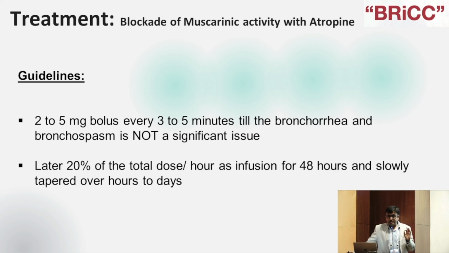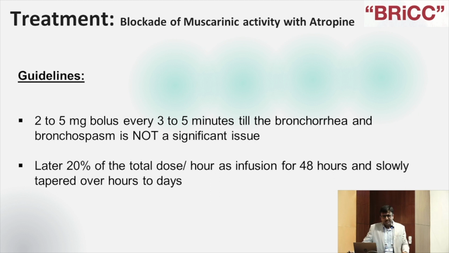The WHO recommends you give a bolus of 2 to 5 milligrams every 3 to 5 minutes. There are different ways of doing it. You keep doubling it up to 5 milligrams and keep giving it every 3 to 5 minutes until the endpoint, which is not your pupils, not your heart rate or blood pressure. The endpoint is your bronchorrhea and bronchospasm. That's what the WHO says. Some literature says heart rate of more than 80 and systolic blood pressure of more than 80, but the bronchorrhea and bronchospasm should be reasonably controlled before you decide to reduce or start an infusion.